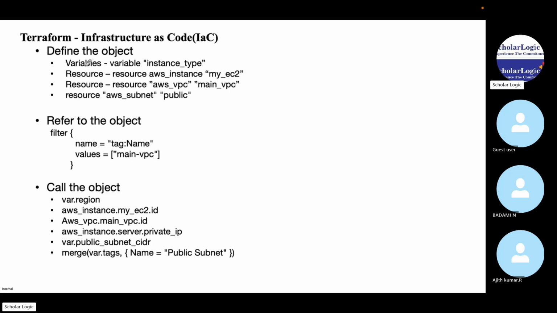How do you call the object? You call the object based on the object name. Where means variable. aws_instance means the resource that you created. Here again, aws_vpc means the VPC that you created. Dot main_vpc dot id gives you the ID of the particular VPC.